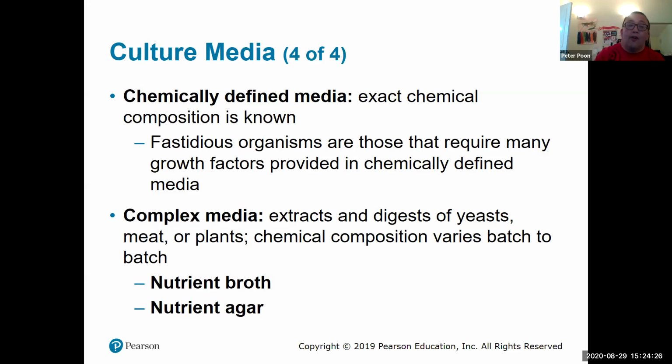Chemically defined media is not particularly useful. It is where the exact chemical composition is known. So 3 parts sugar, 1 part salt, 1 teaspoon of something. The exact chemical formula is known.